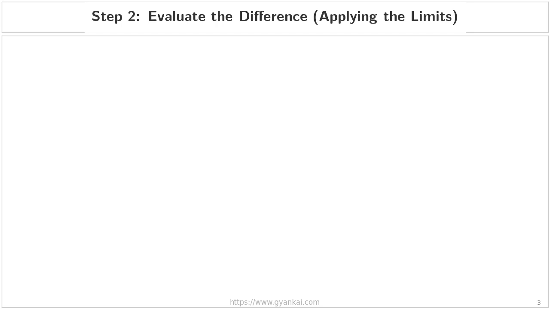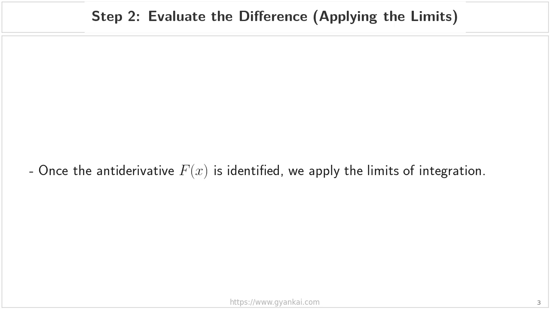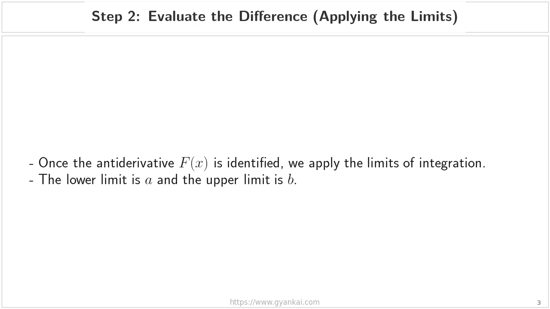Step 2. Evaluate the difference, applying the limits. Okay, so we've successfully found the antiderivative in the previous step. Now, let's move on to step 2, which is all about applying those limits of integration to get our final answer. As you recall from the definition of a definite integral, we're trying to find the area under the curve of a function, f of x, between two specific x values, a and b. a represents the lower limit of integration, and b represents the upper limit.